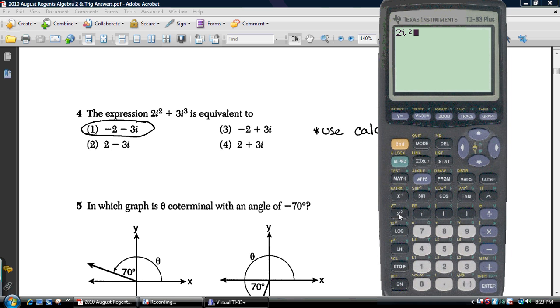2i squared plus 3i cubed. It's -2 minus 3i. That's it.